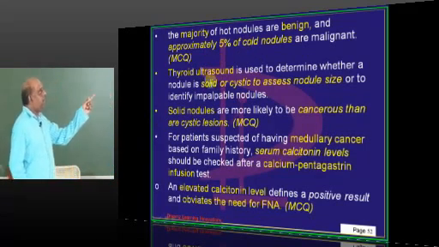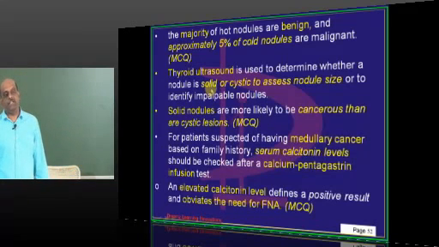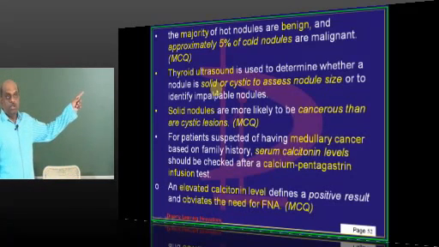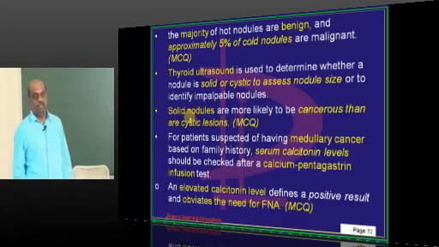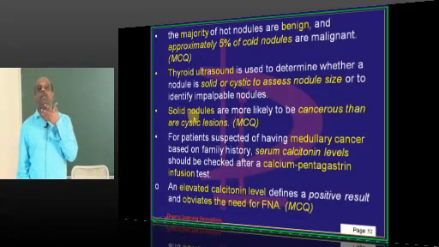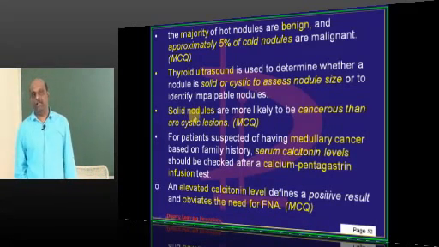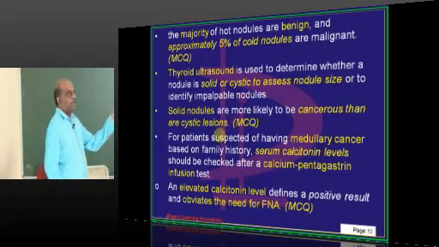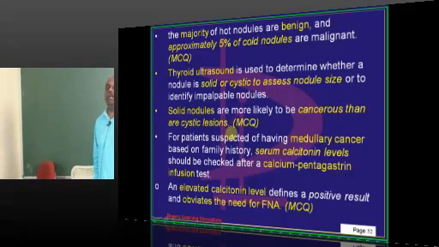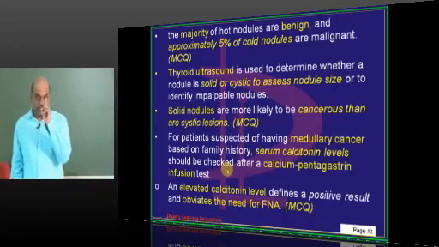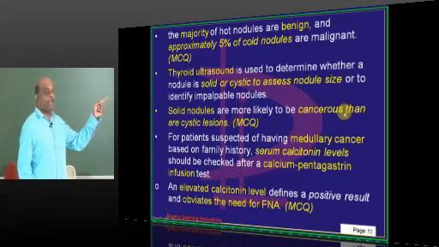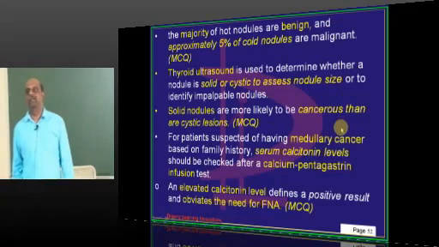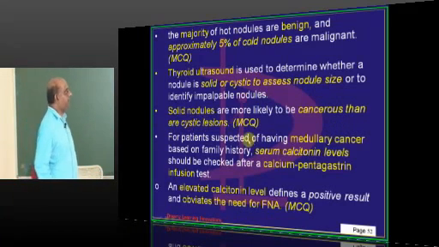Now, but one thing is there. Okay. Now, how about thyroid ultrasound? Why do we use it in the evaluation of thyroid carcinoma? To see whether the lesion is solid or cystic, to assess the nodule size, and to identify any impalpable nodules within the thyroid, ultrasound will help you. Why is it important to know whether it is a solid or a cystic nodule? If it is a solid nodule in the thyroid, it is more likely to be malignant than a cystic nodule in the thyroid, is what you need to remember.